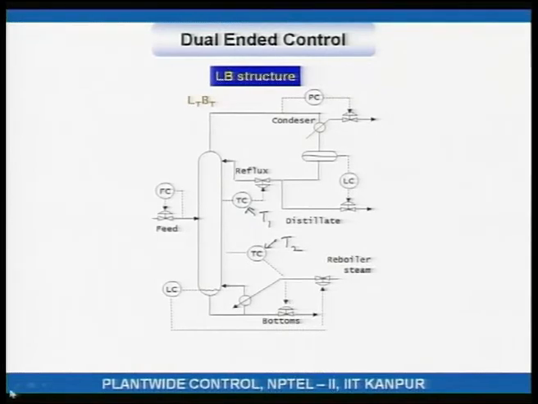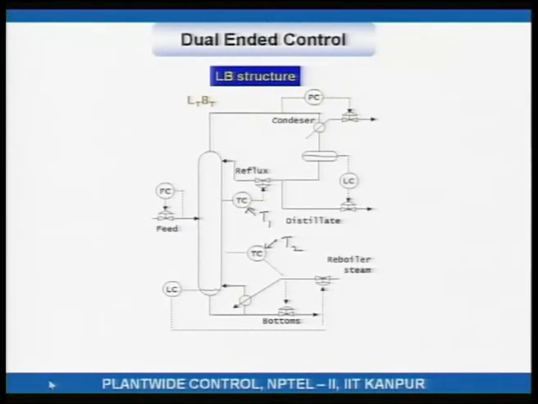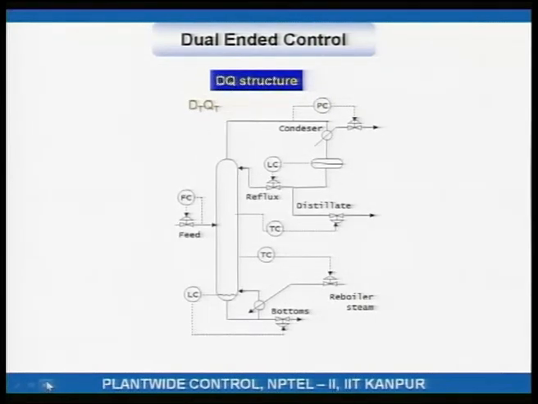By the way, in both these material balance dual control structures, there is what is called a nested temperature loop. What do you mean by a nested temperature loop? Maybe it is better explained here. There is a nested temperature loop here. So we were talking about nested loops. If you are trying to do dual ended control on a material balance structure, that means DQ or LB or even DB, that means you are trying to control two tray temperatures in these basic control structures, there would be a nested loop. And what do I mean by a nested loop?